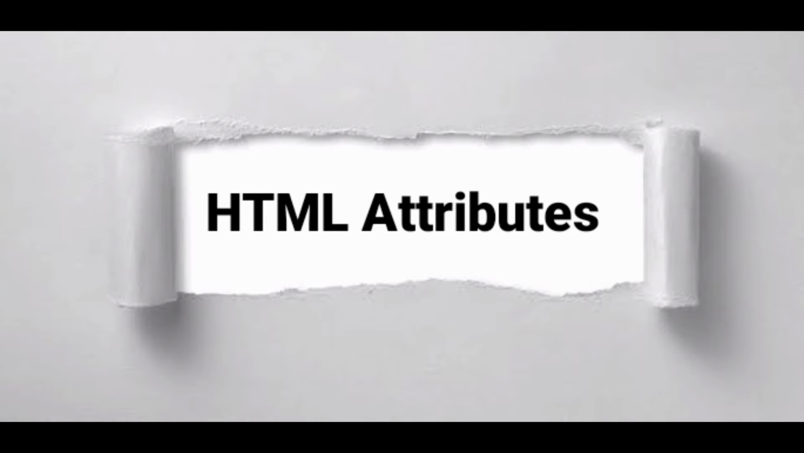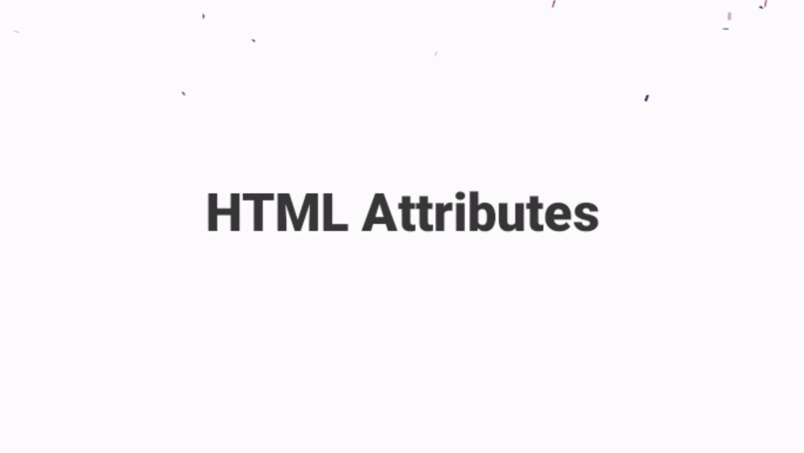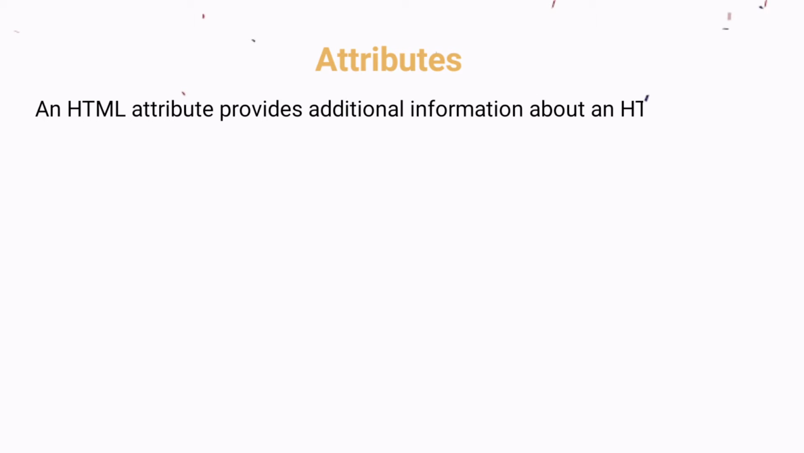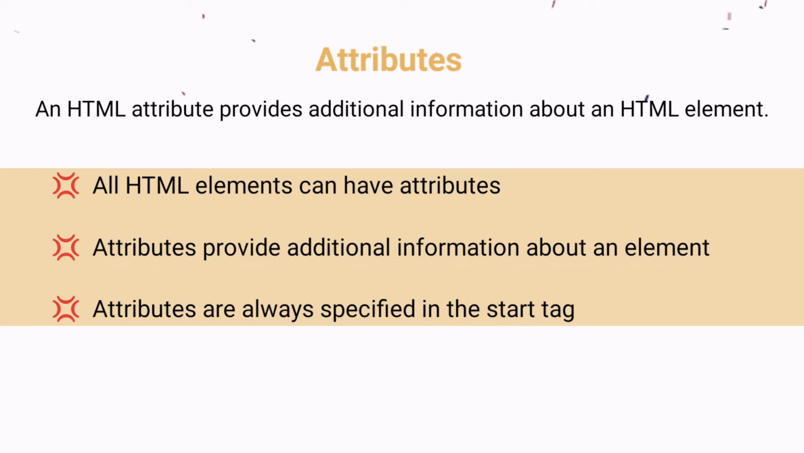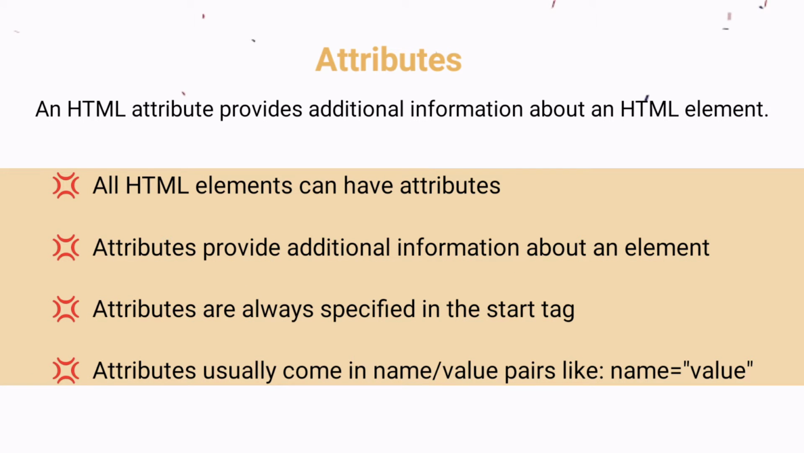Today we are going to learn HTML attributes. An HTML attribute provides additional information about an HTML element. All HTML elements can have attributes. Attributes are always specified in the start tag. Attributes usually come in name and value pairs, like name equals value.